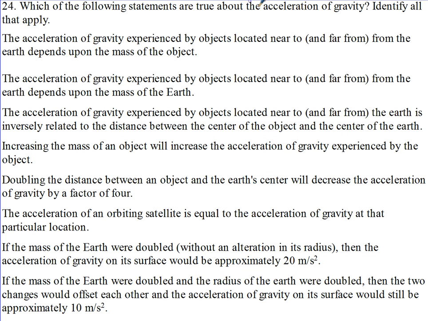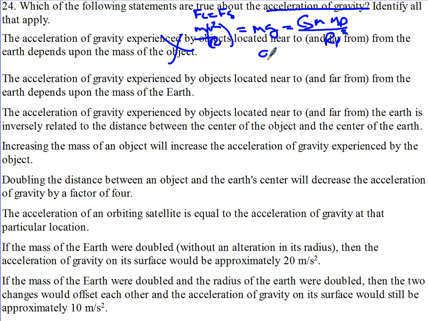All right, which of the following is true about the acceleration of gravity? Identify all that apply. The acceleration of gravity experienced by objects near the Earth depends on the mass of the object. Nope, gravity is gravity. Remember, Fc is equal to Fg. So m v squared over r, which is my centripetal force, which is equal to m g, has to equal G times the mass of the planet divided by the radius of the planet squared. So the gravity they feel depends only on the planet.